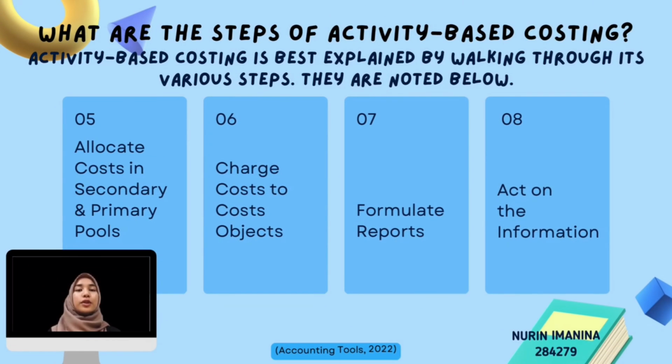The next step is to allocate costs in secondary pools to primary pools. Step 6. Charge cost to cost objects. Use an activity driver to allocate the contents of each primary cost pool to cost objects. There will be a separate activity driver for each cost pool. To allocate the cost, divide the total cost in each cost pool by the total amount of activity in the activity driver to establish the cost per unit of activity. Then, allocate the cost per unit to the cost objects based on their use of the activity driver.